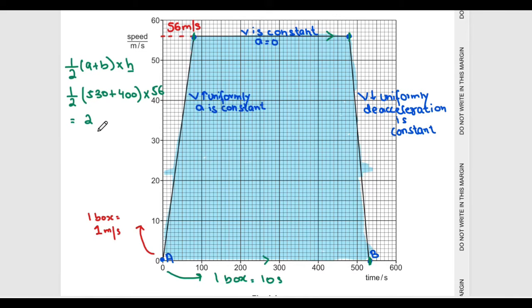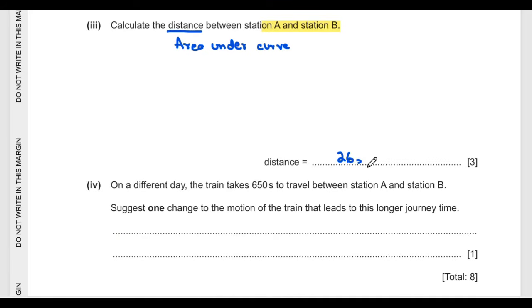Solving this, the area would be 26040, and to two significant figure it would be 26,000. So the distance is 26,000 meter, and I'm writing it over here as well. Or we can also say that it is 26 kilometer.